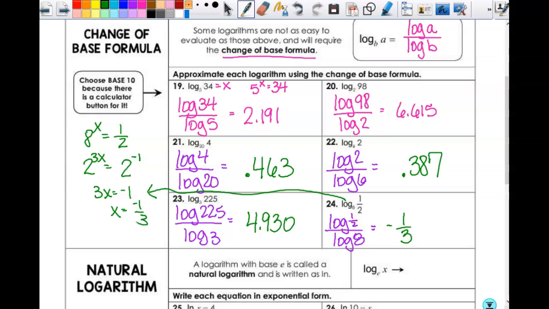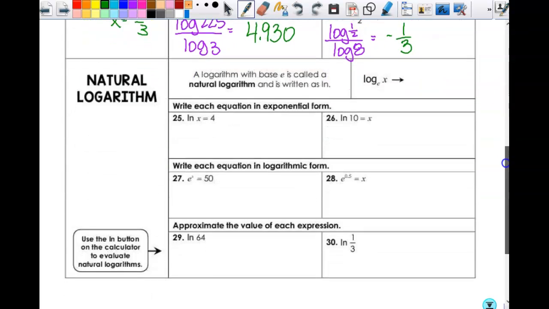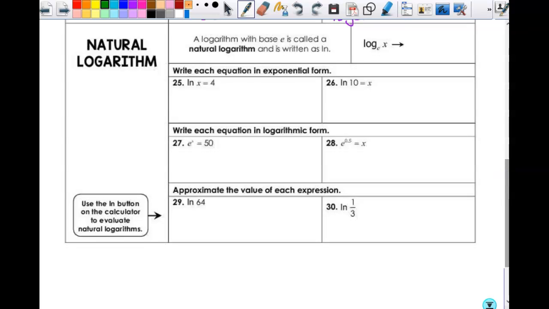Okay? All right, so there are your common logs and your change of base, and we're going to do a lot more stuff to manipulate logs. But let's talk about natural logs real quick. So base e, natural log. So log base e of x is the same as the natural log of x. Okay? And that is a lowercase l and an n, right?